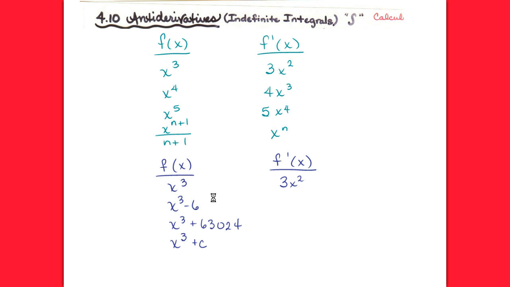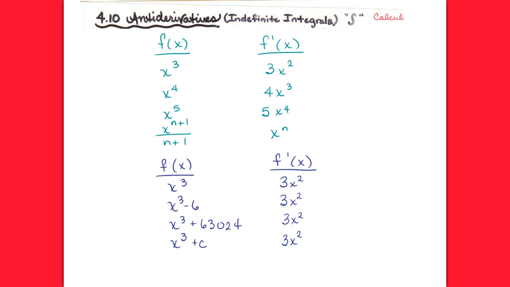3x squared. What's the derivative of x cubed minus 6? 3x squared. What's the derivative of x cubed plus 63,024? 3x squared. So bottom line is, if you took the derivative of x cubed plus any constant on the face of the earth, what would you get?